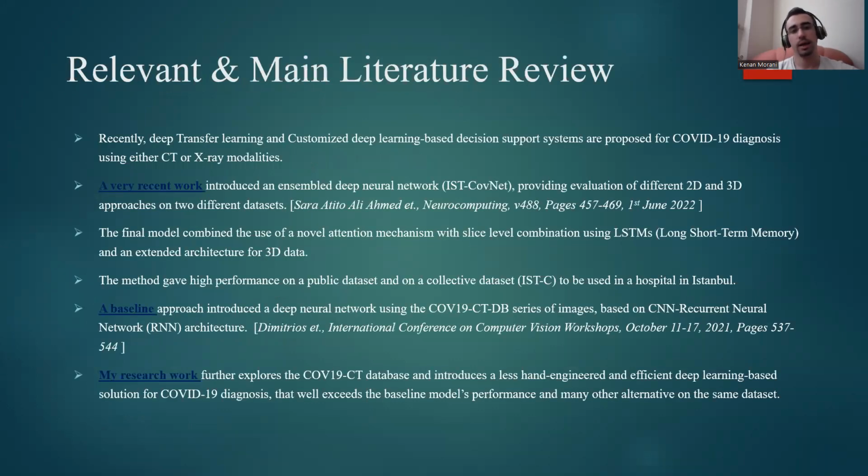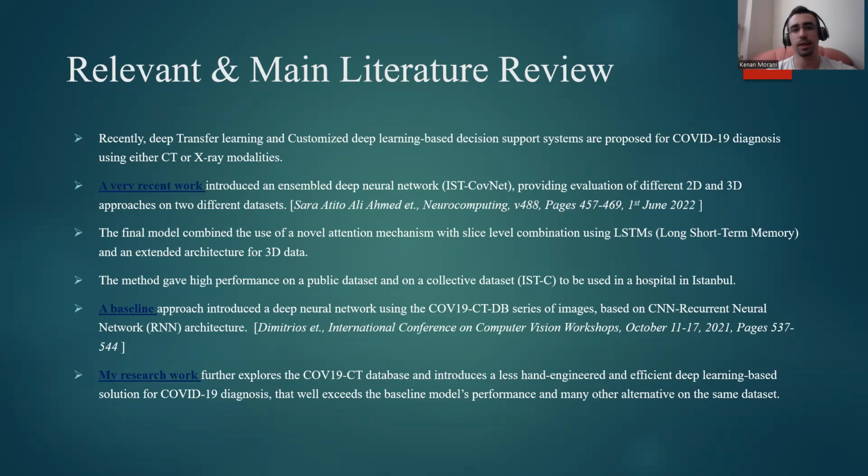So there is a lot of work that has been done in the area of COVID-19. Mainly, I'm talking about images. There are different image modalities, CT, X-ray, and others, but I'm going to be discussing CT and X-rays here in my literature review. Mainly, I'm going to focus on just narrow, recent ones. There is the paper by Sarah Atito. I hope I'm pronouncing the name correctly.